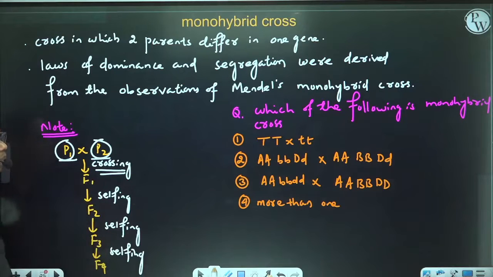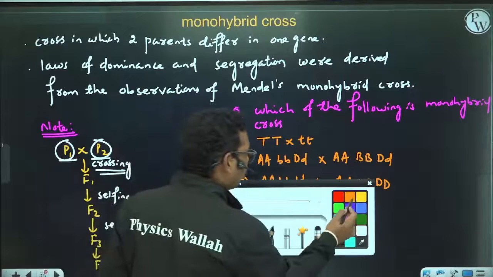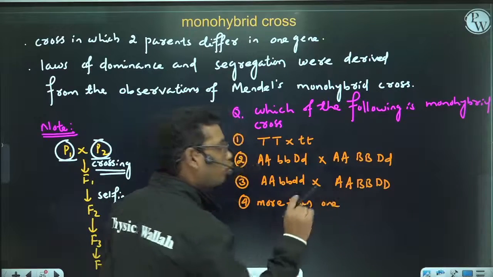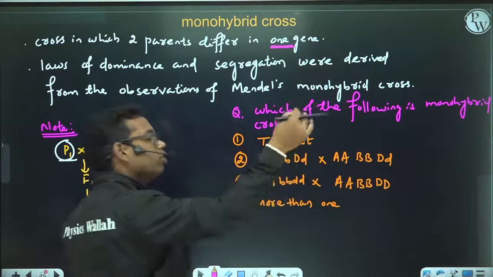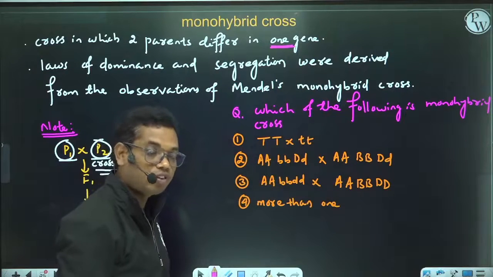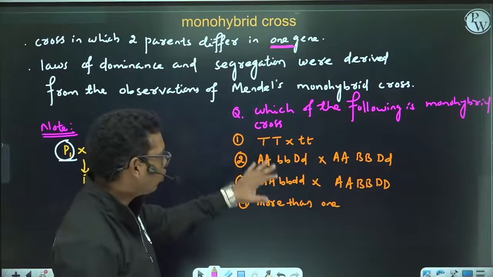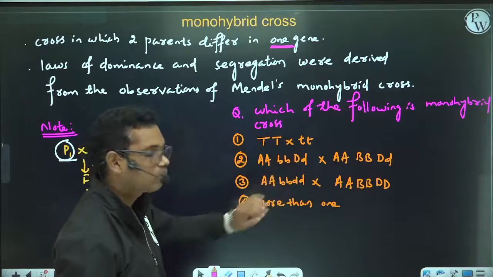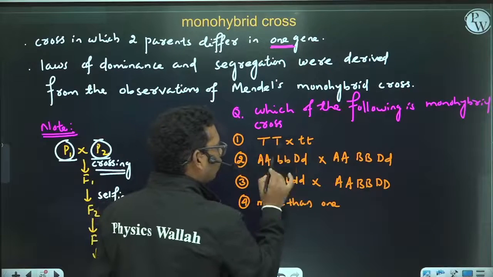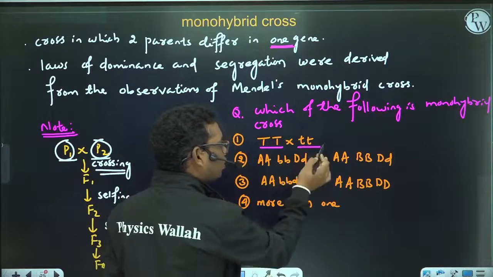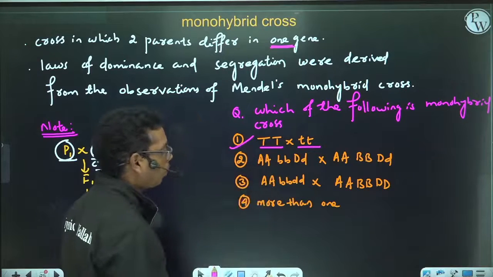And as I have said, what is a monohybrid cross? The cross in which two parents differ in only one gene. In other genes they will be similar, they will resemble each other. That will be called a monohybrid cross. So in this question, which one of the following is a monohybrid cross? See, in this case, this is one parent, this is another parent, and they differ from each other. So this is a monohybrid cross. Yes, this is a monohybrid cross.